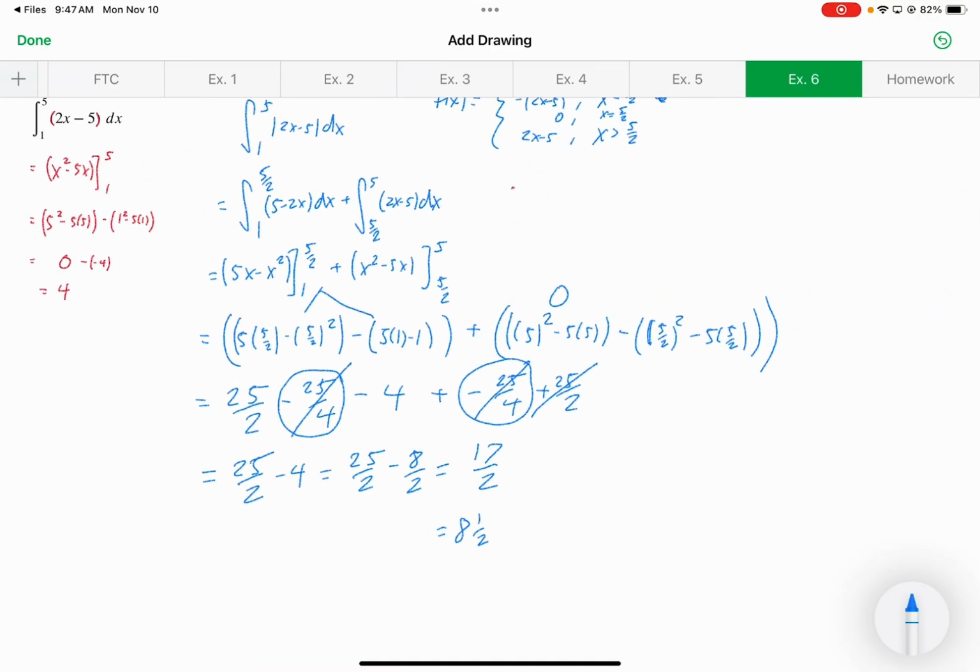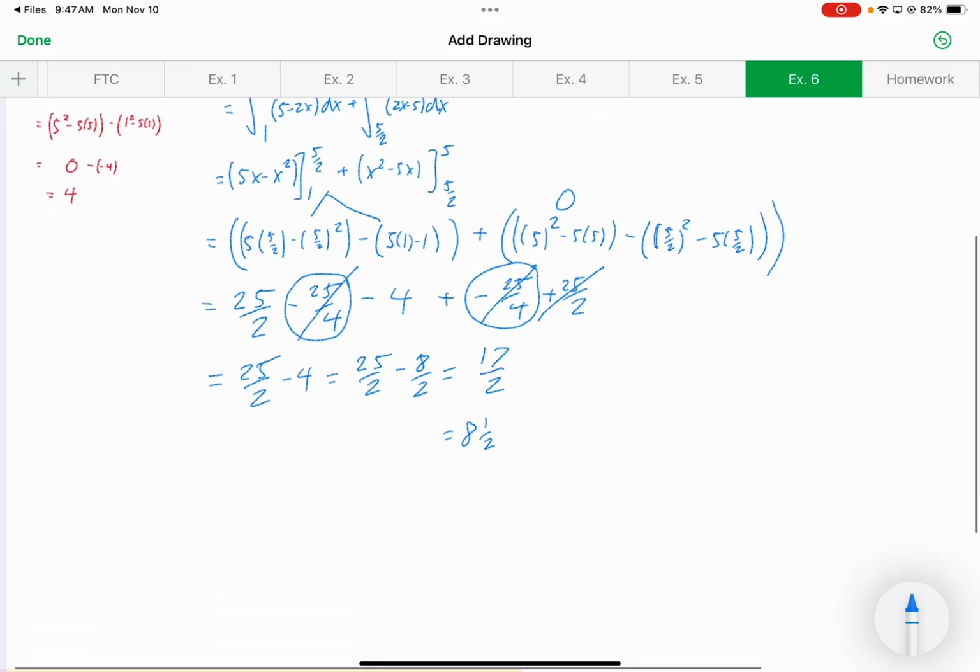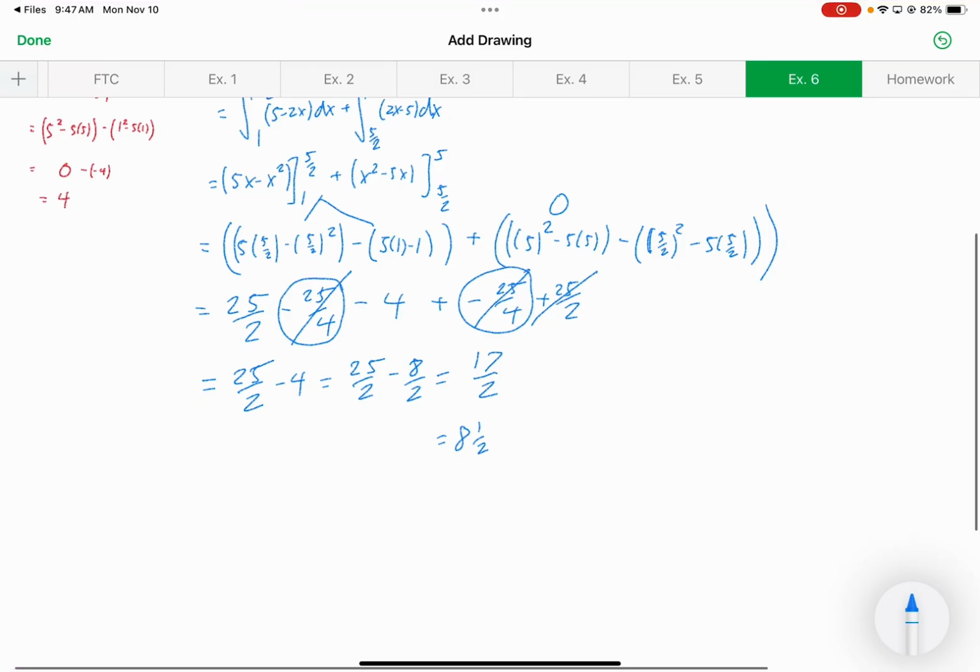So how did my total area compare to my net signed area? It was more work, but it was larger, right? Okay. Let's look at what's happening on a graph.